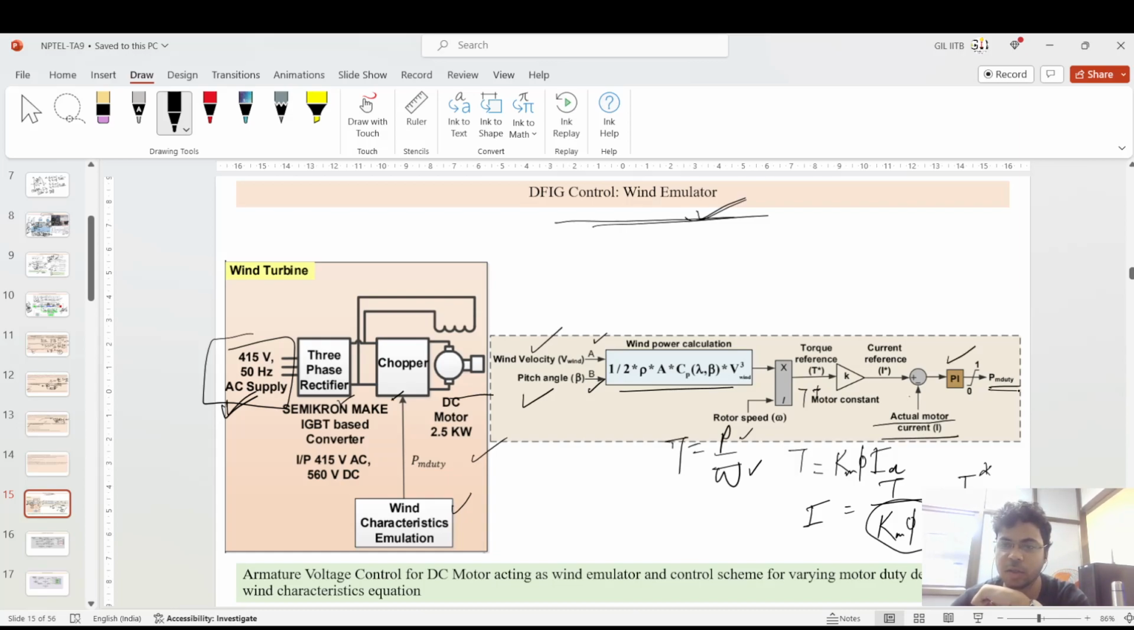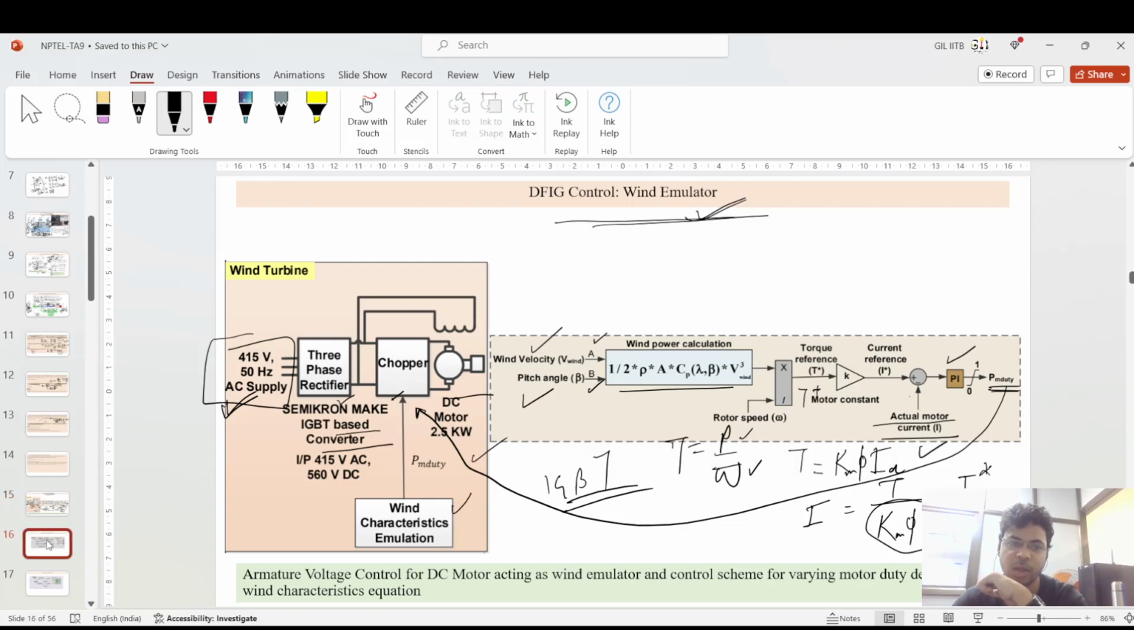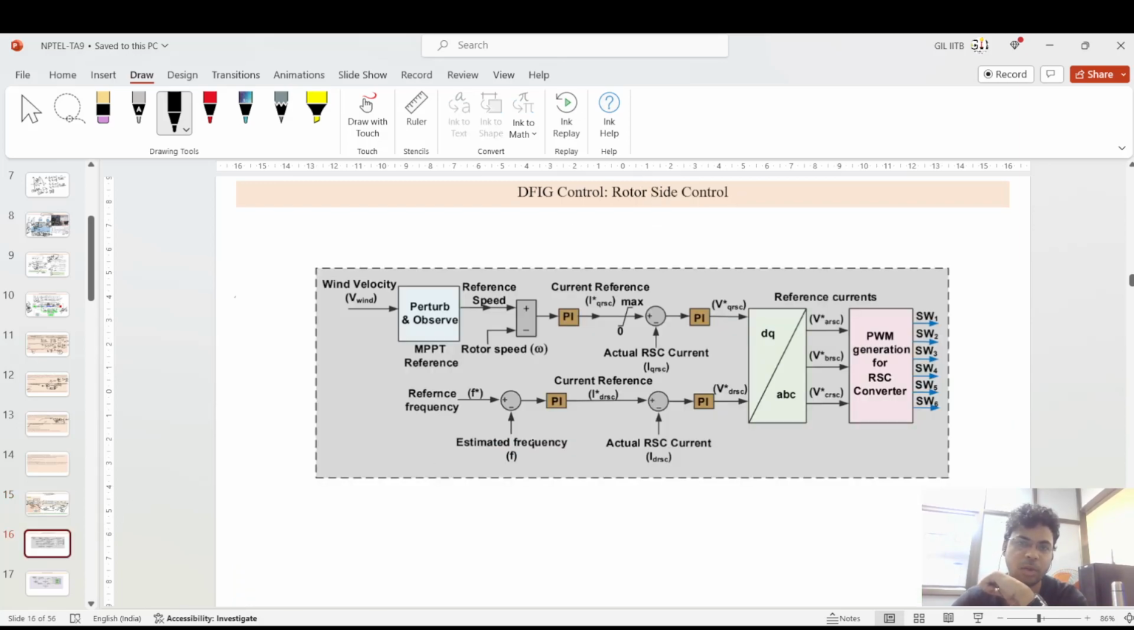The actual motor current is subtracted and then fed to this PI controller. Based upon that, the duty cycle is given to the three-phase chopper, which is an IGBT based controller that takes its input from this logic, based on the actual motor current being generated. Based upon that, this DFIG emulator works.